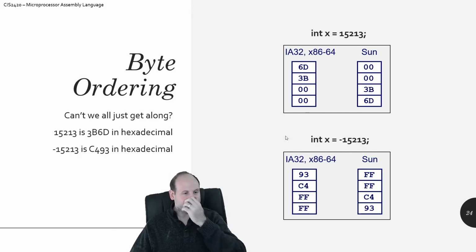Then negative 15,213 gets the same kind of deal. It would be C493, and since it's negative, this value is a C, which is 8 or above, so that screams out negative to me, so I would have to front fill with F's. So FF, FF to keep this thing negative, C493, and the bytes again get reversed in order on our Little Endian system.